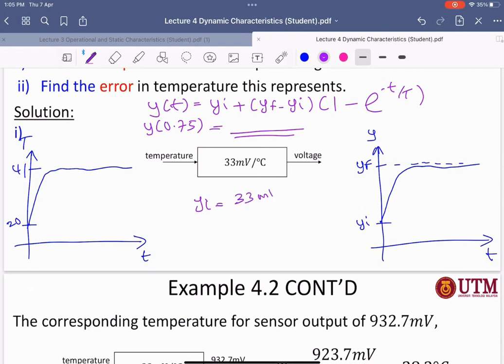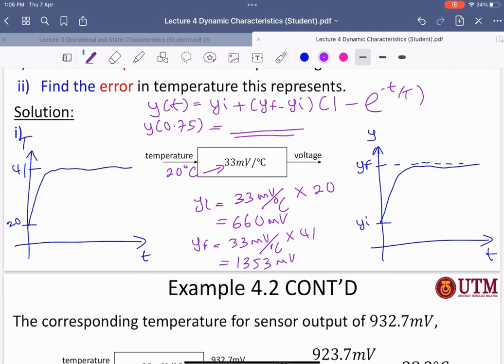Y initial is 33 millivolt per degree times 20 degrees, so you get Y initial as 660 millivolt. Then Y final is 33 millivolt per degree times 41, which gives 1353 millivolt. So Y initial is 660 millivolt and Y final is 1353 millivolt. Then you get 660 plus (1353 minus 660) times (1 minus e to the power of minus 0.75 over the time constant 1.5). The final answer you get is about 932.7 millivolt.